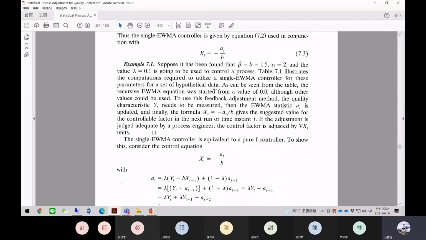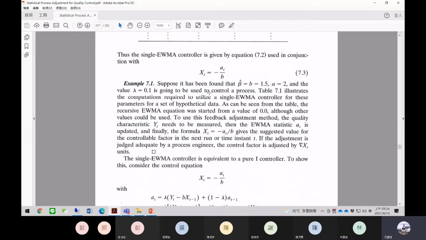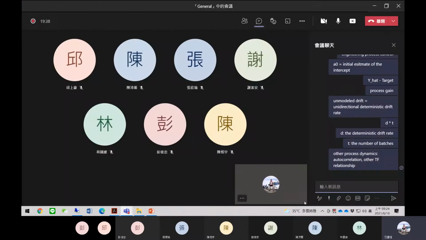Okay, suppose that it has been found that beta hat equals B equals 1.5. We call it no model mismatch. In this case, no.